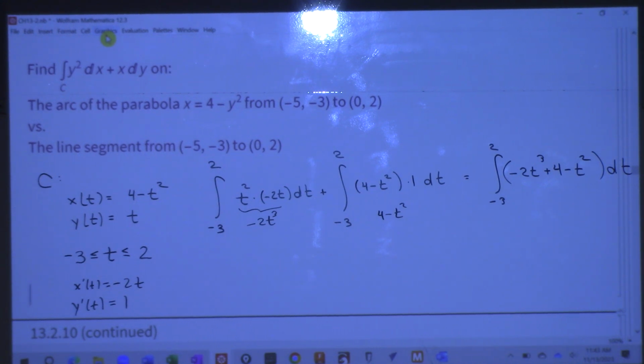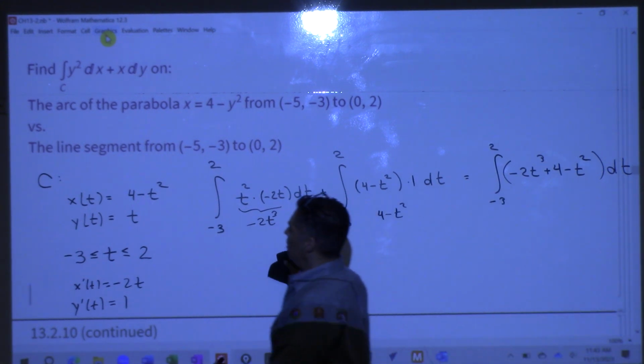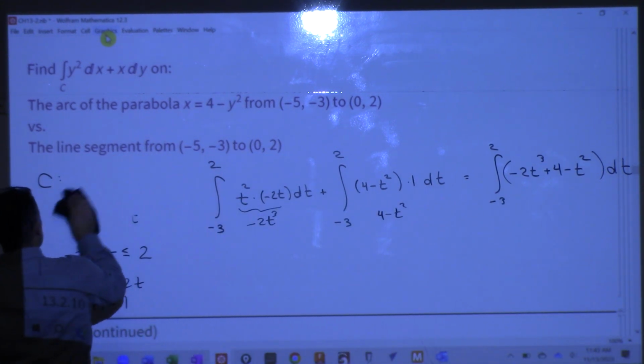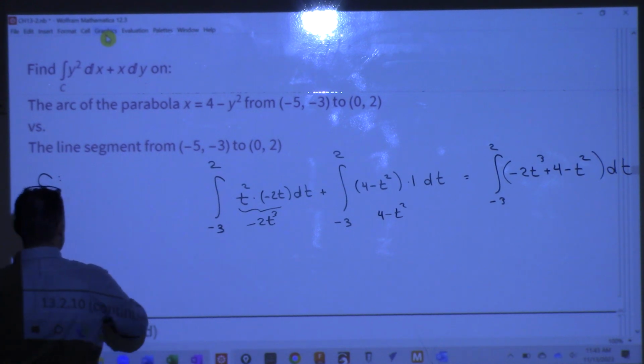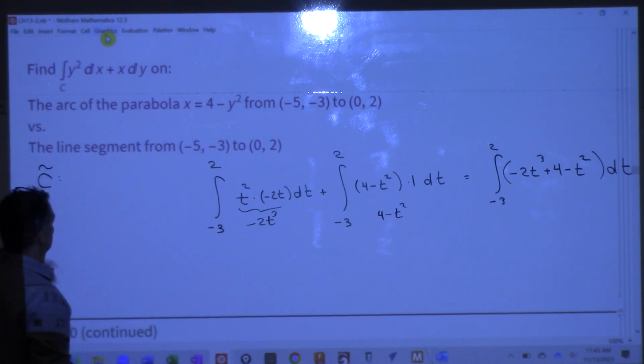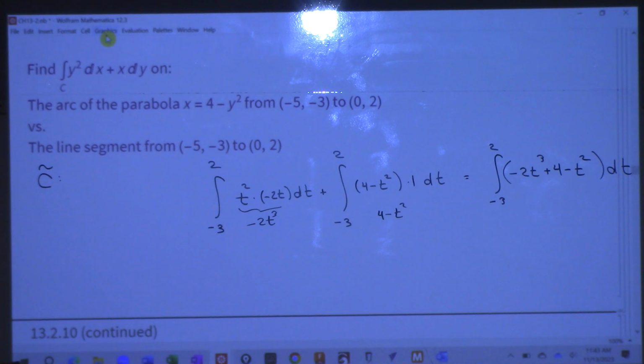That's just the first part. So this is going to give us an answer, right? Now what we're going to do, instead of the parabola connecting those two points, is the line segment connecting those two points. We're going to do that on the computer, and we're going to see if we get the same answer. We kind of know we're not going to, but this is just to confirm that. So let's call this other curve, the straight line segment, C tilde, just so we know it's different than C.